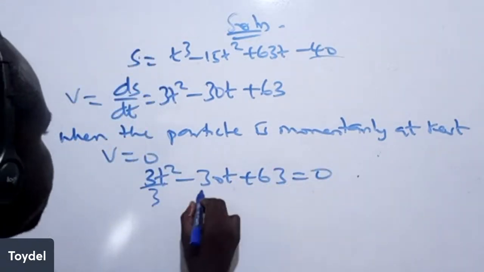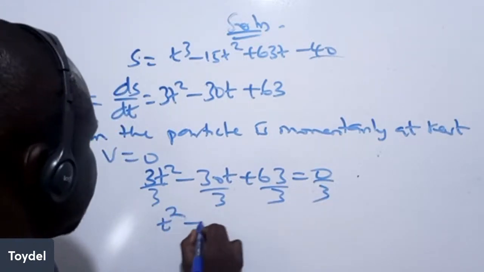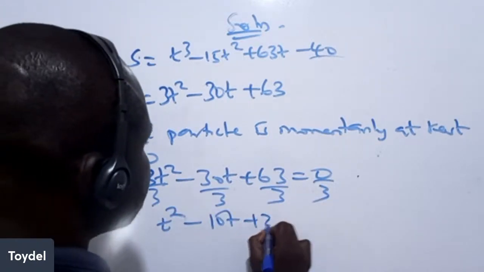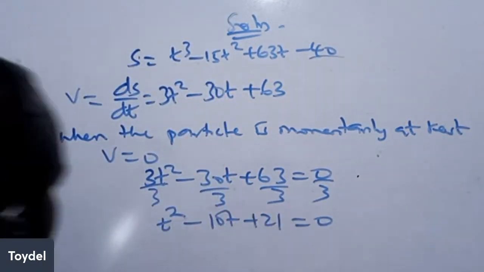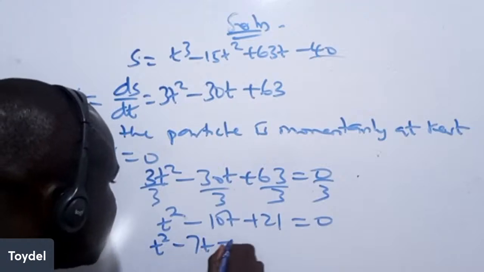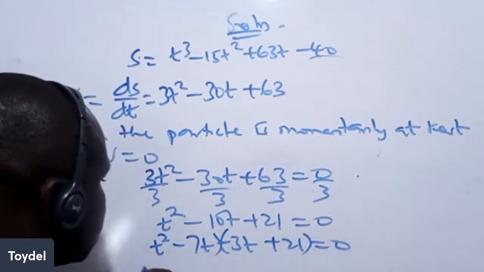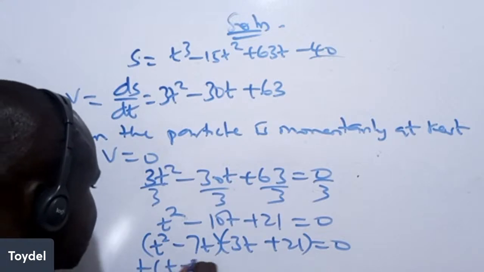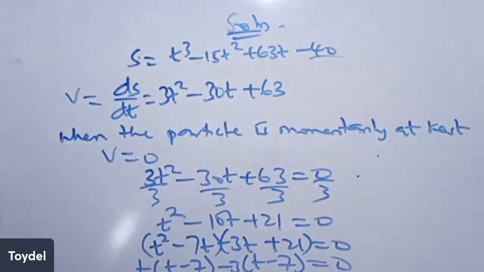And of course, I can divide through by 3. 3 can divide everything, so that I will have t squared minus 10t plus 21 equal to 0. This is a quadratic equation, so we can go ahead and simplify this. I will have t squared minus 7t minus 3t plus 21 equal to 0. Then t is common: t minus 7 and minus 3 is common.